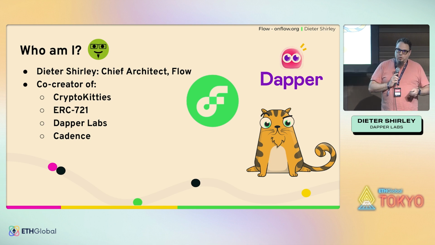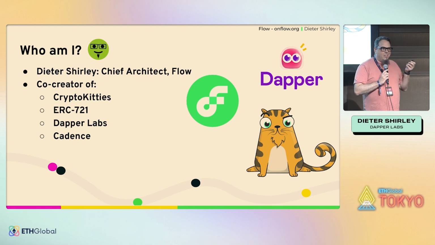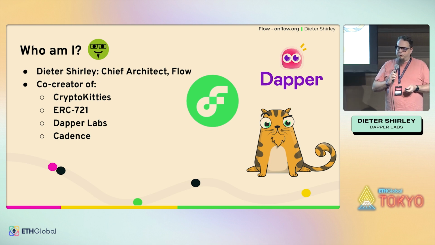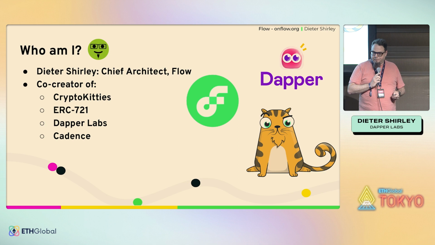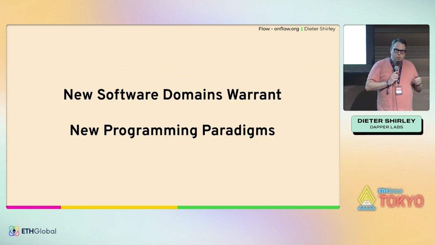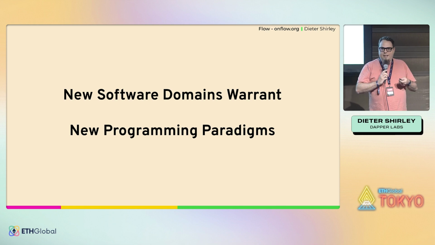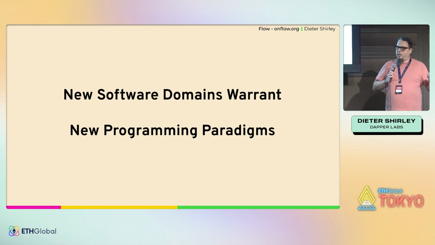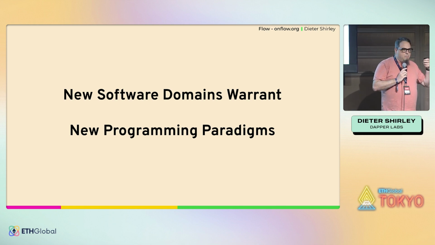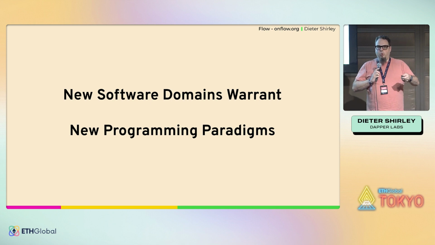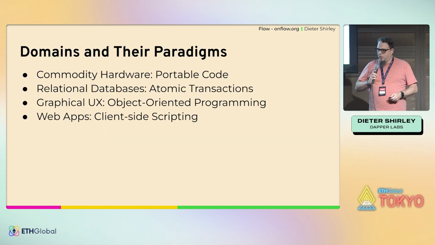Cadence uses a new programming paradigm that makes ownership a language primitive, and that's what I want to talk about today. I want to start by making the argument that whenever we have a new domain for software development, it makes sense for us to come up with new programming language paradigms. I'll give some concrete examples here.